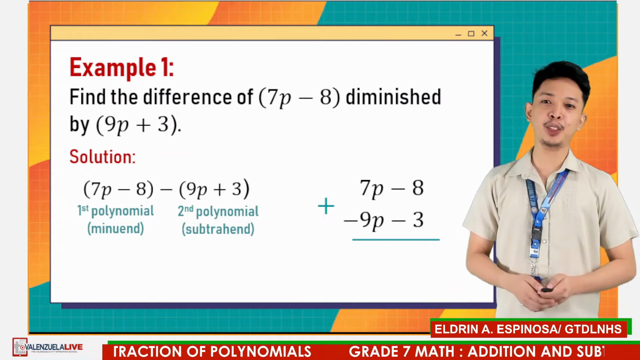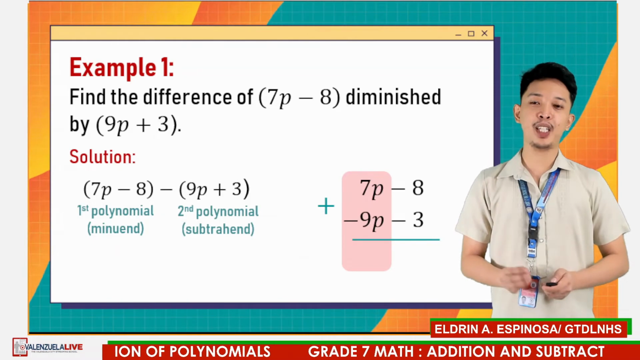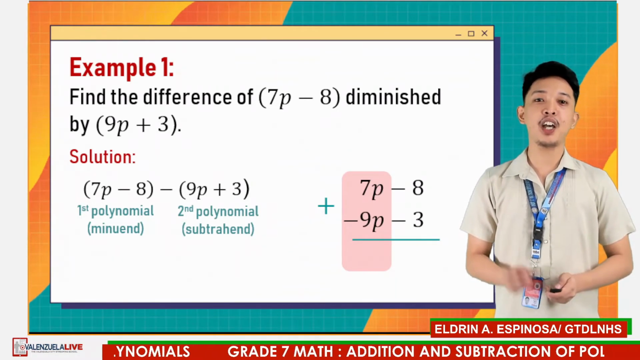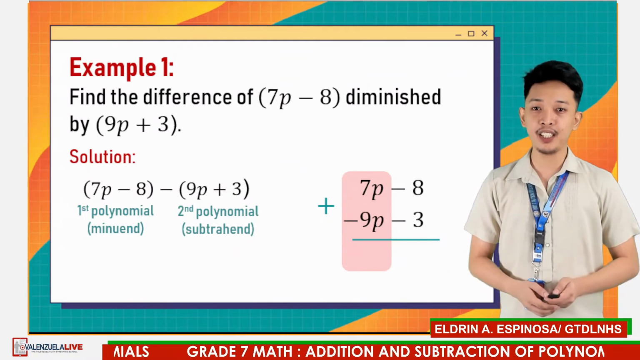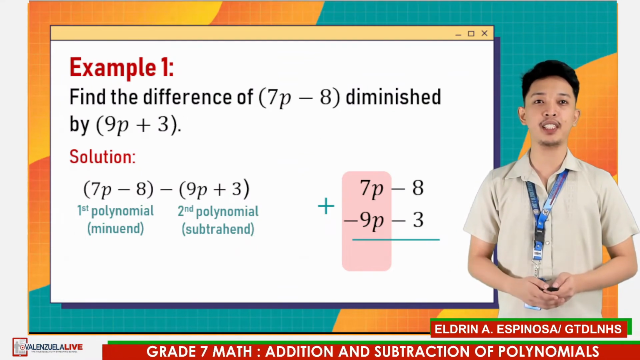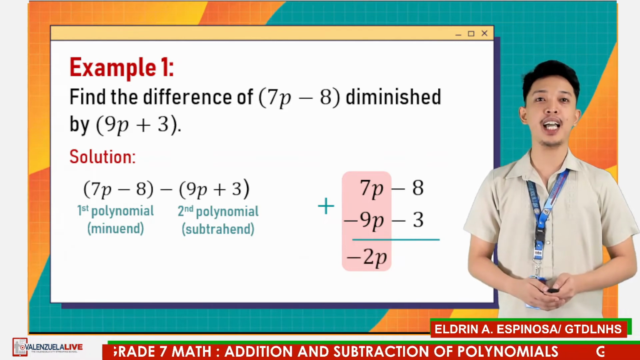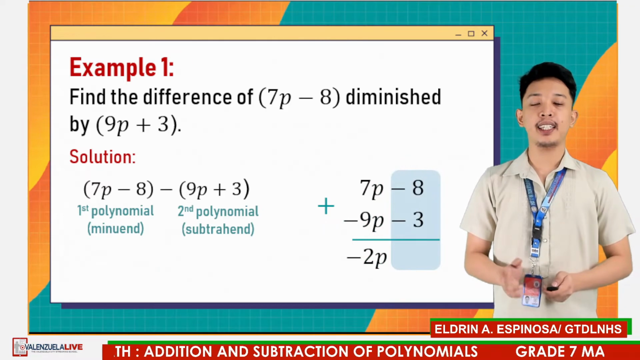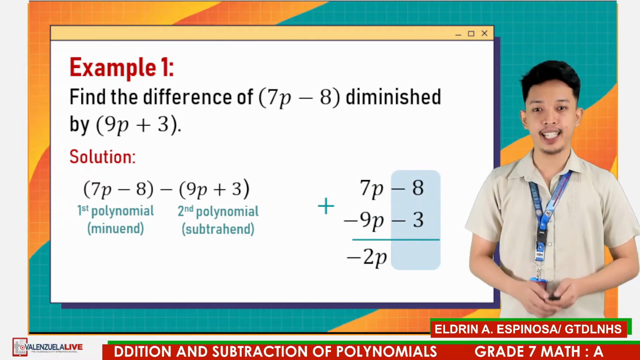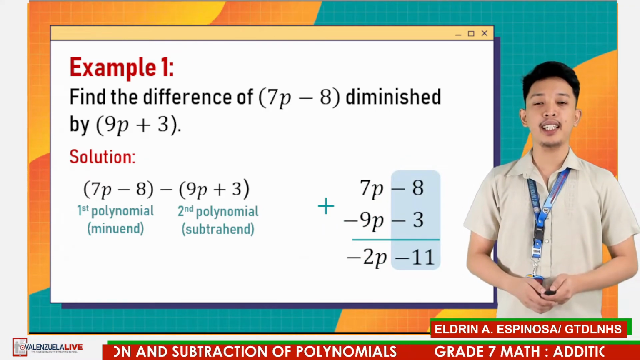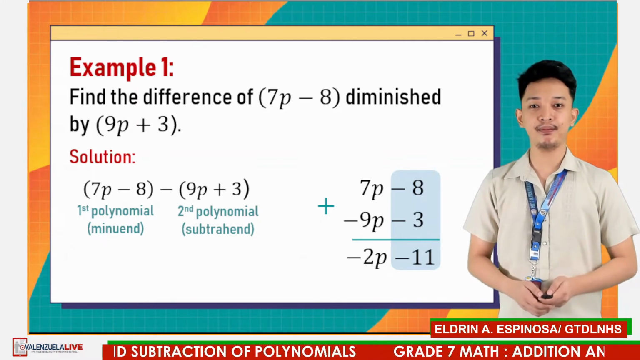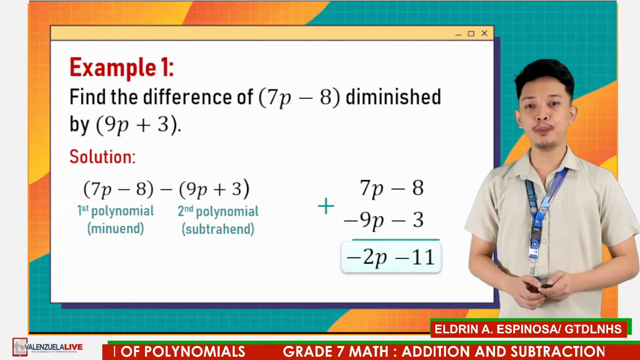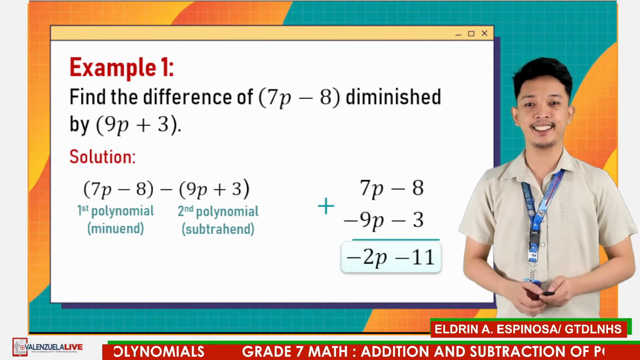Adding the similar terms, we will have 7p plus negative 9p. Add the numerical coefficients. 7 plus negative 9 is negative 2. Then copy the literal coefficient, which is p. So we will have negative 2p. Next, negative 8 plus negative 3 is equal to negative 11.